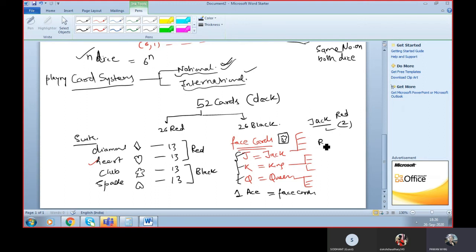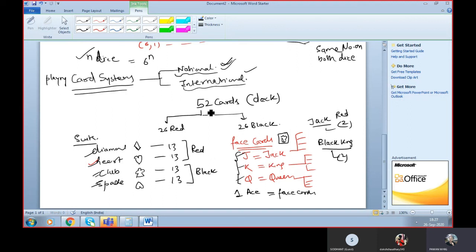And if somebody asks you what about the black king? So the black kings are no doubt two, because kings are also available in these four suits. So the black kings are only two, that is club and spade. So this is how some questions will be asked to you. You must remember about the card system. So this is all about the card system.